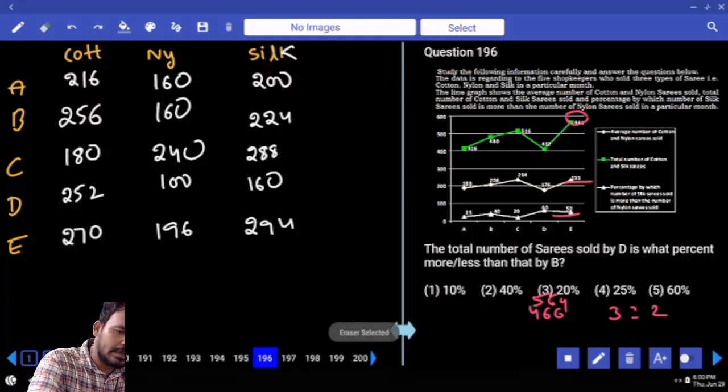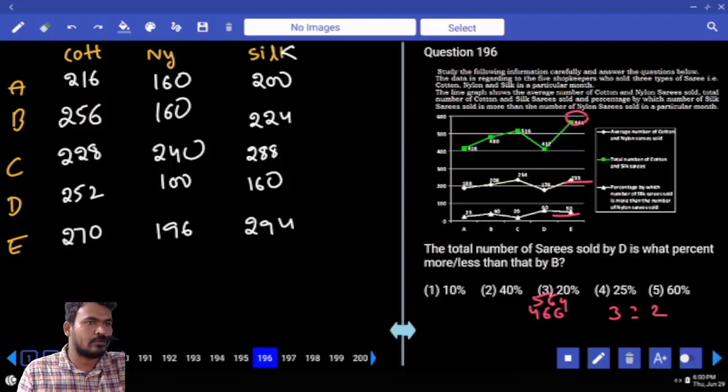220. Calculation mistake. Cotton is 228.